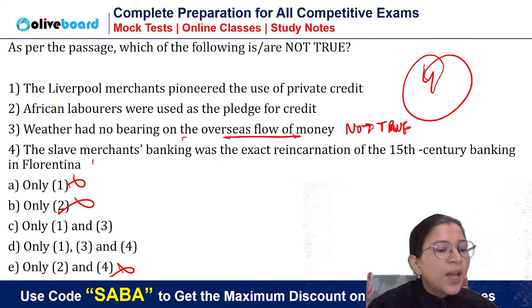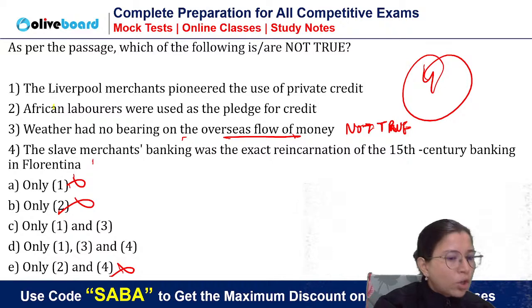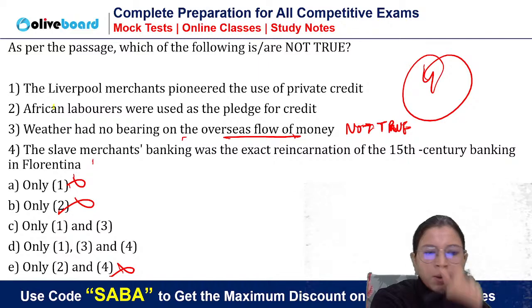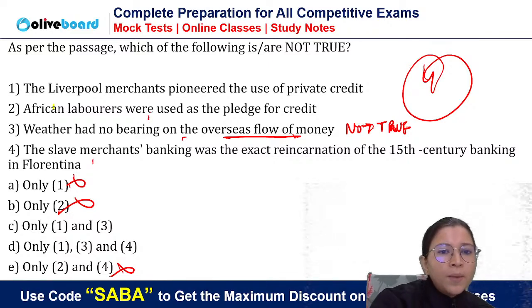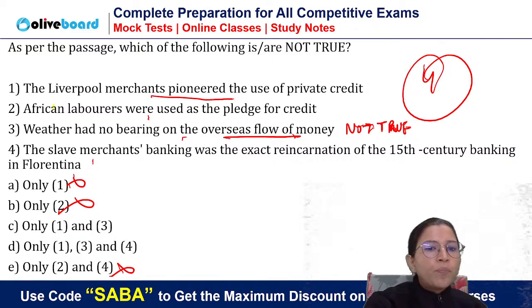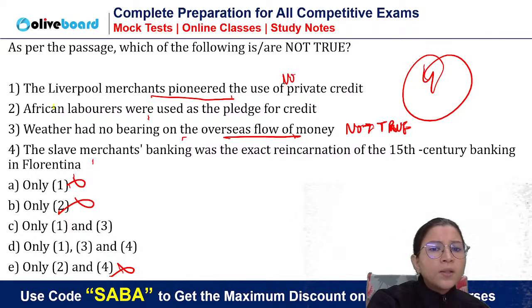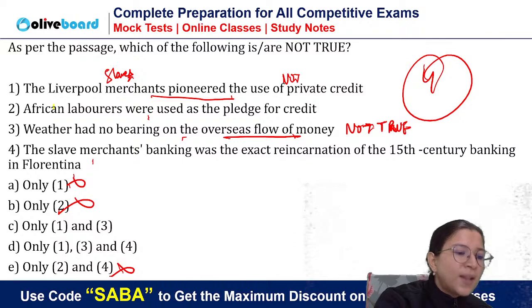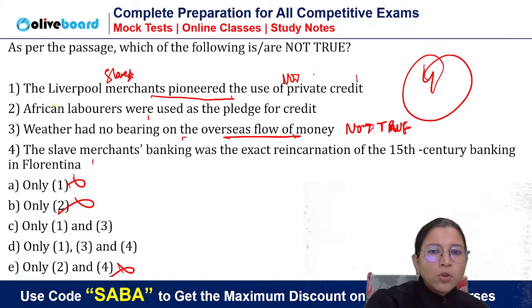So here you can use the elimination method. Third is definitely not true because weather had bearing on the overseas flow of money. So three options can be eliminated. Now you have to see between C and D. Let's see. The Liverpool merchants pioneered the use of private credit. So this is also not true because before them even slaves used it. So it was not pioneered by them.